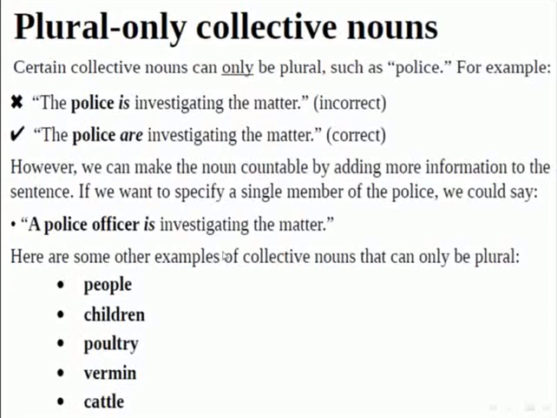Here are some other examples of collective nouns that can only be plural. So we can say police and people, children, poultry, vermin, and cattle. All these collective nouns are always plural. They can't be singular and always match with plural verbs. Right?